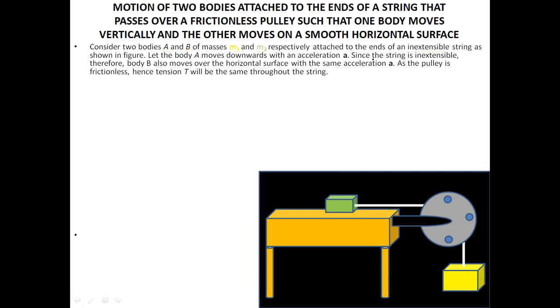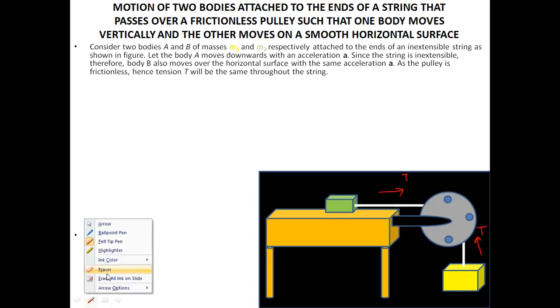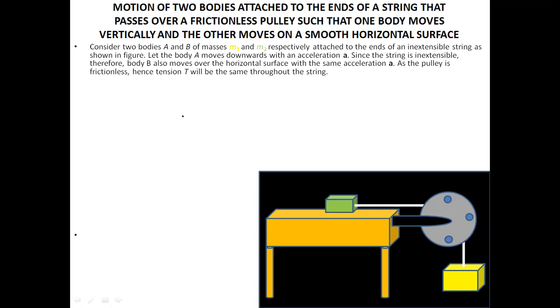Now, since the string is inextensible, therefore the body B also moves along the horizontal surface with the same acceleration, and as the pulley is frictionless, hence the tension will be the same throughout the string. In this case also the tension will be the same throughout the string, like over here, in this direction the tension in the string, and over here it is going to be in the opposite direction, putting it towards the center.